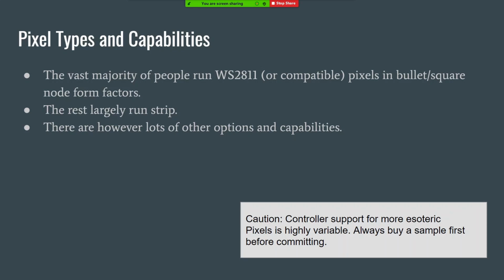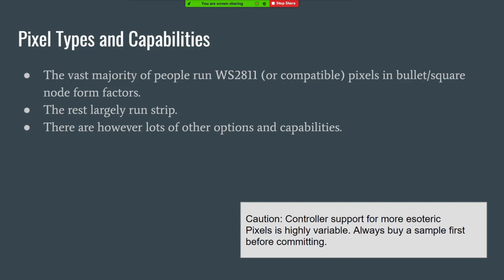They either run bullets or square nodes or strip lights. But there are lots and lots of other capabilities. The thing I would caution before you go and buy any of these more esoteric types of pixels is check very carefully with your controller compatibility. If you're running something like an Advatek controller or a Falcon controller, you've probably got a fair range of pixel types that are supported, but some of the other controller types are much more limited, and some of them very limited in the pixel types that they support.